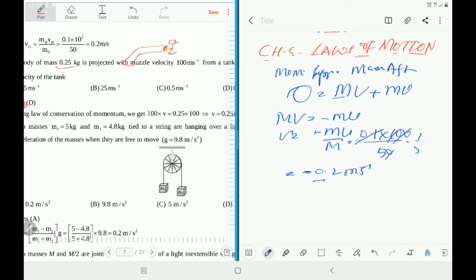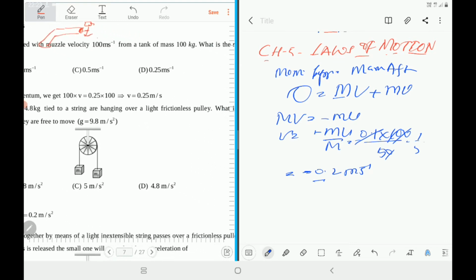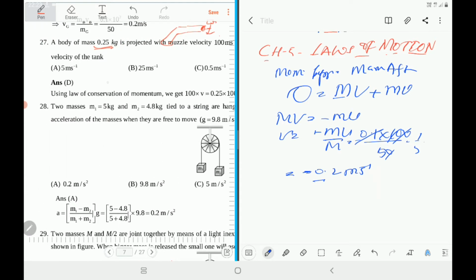And the mass of the gun is 0.25 kg. The mass of the tank is 100 kg. What is the recoil velocity of the tank?